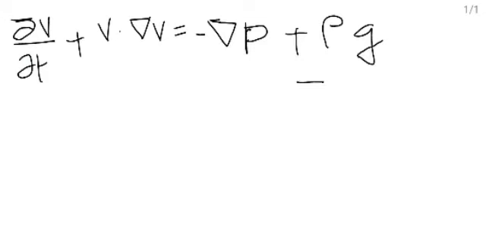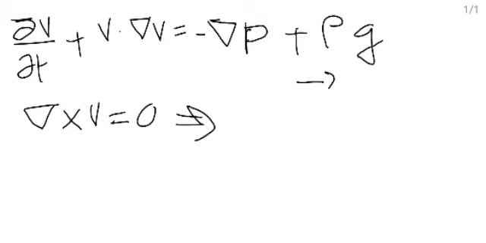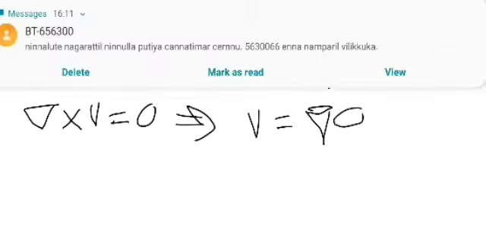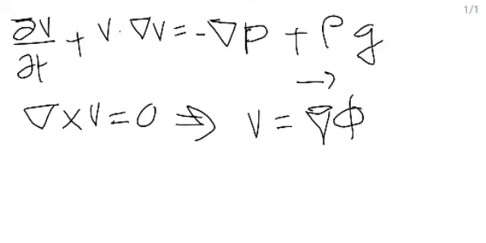So this is our Euler's equation, and for Bernoulli's equation we have one more assumption, that is the flow is irrotational. Irrotational means del cross V equal to 0. So from this we are defining a new term called velocity potential, where V is del phi. So that del cross V is equal to 0.